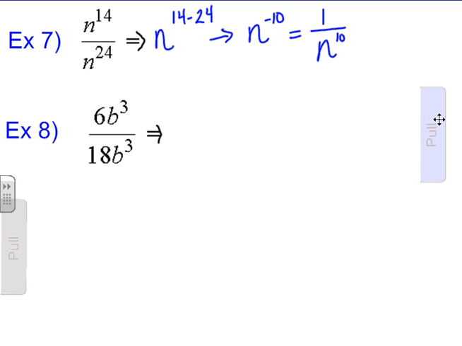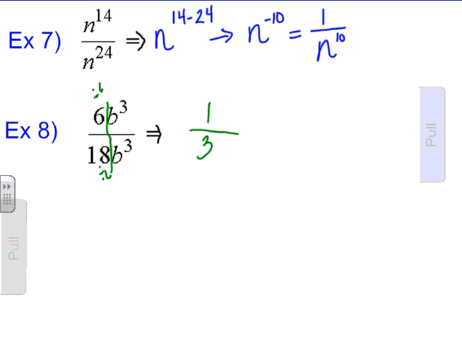Let's take a look at this one. 6b to the 3rd divided by 18b to the 3rd. This is similar to the one earlier when we were showing numbers along with the variables in the multiplication. So again, we're just going to work with numbers first. When we take a look at these numbers, 6 and 18, we know that we can divide both of them by 6. 6 divided by 6 is 1, and 18 divided by 6 is 3.